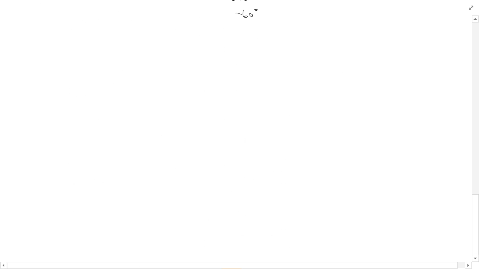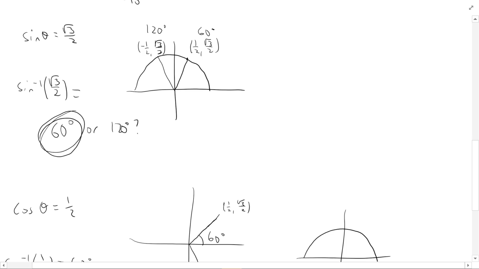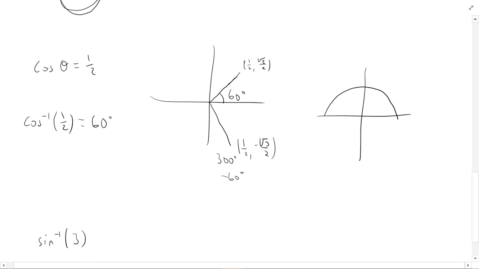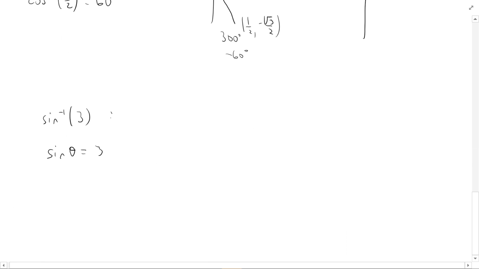So suppose I want to figure out what is sine inverse of 3. Now remember, we're saying what angle in the right half of my circle gives me a y value of 3. Well, nowhere, right? The sine of theta is always between -1 and 1. Our y values never get bigger than 1, never get smaller than -1. So I can't actually plug that in. So this does not exist.